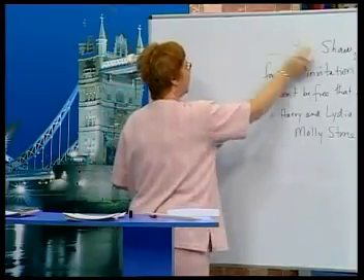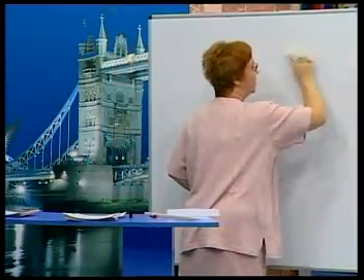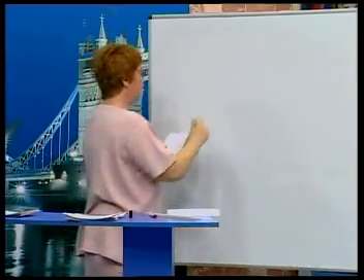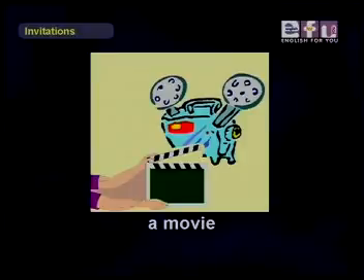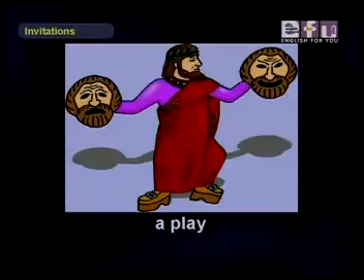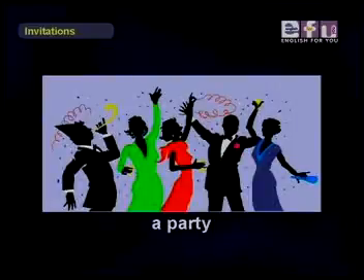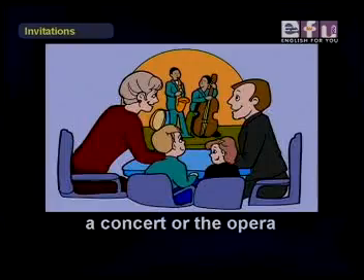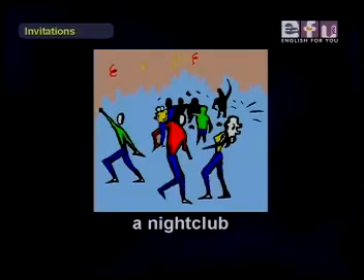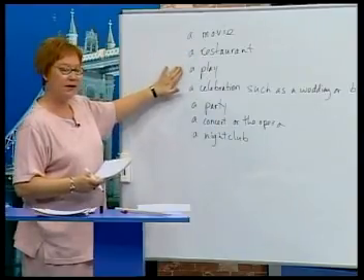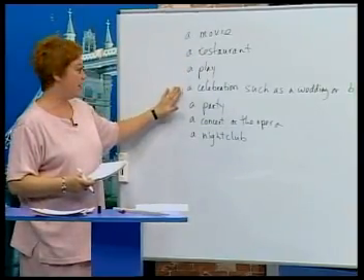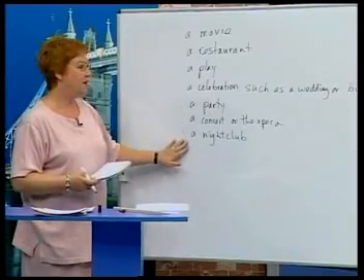Now, we're going to start with places that we invite people to. So, let me show you some of the places. For example, a movie, a restaurant, a play, a celebration, such as a wedding or birthday, a party, a concert or the opera, and maybe a nightclub. So we can invite people to places like a movie, a restaurant, a play, a celebration such as a wedding or birthday, a party, a concert or the opera, and a nightclub.